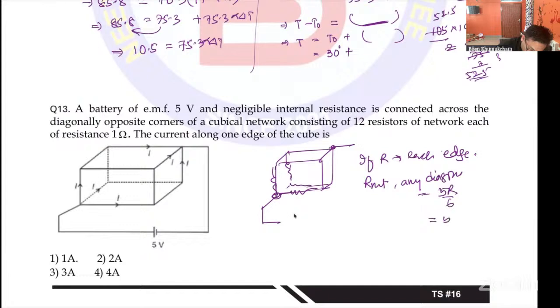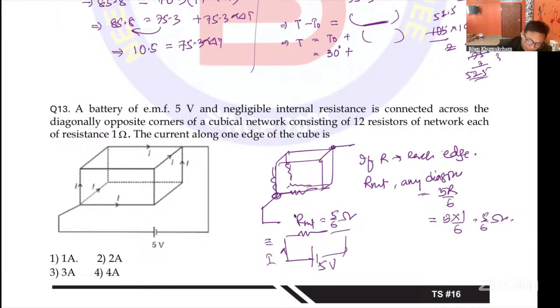In this question, they give R as 1. So the resistance R net across any diagonal is 5 by 6 ohm. Now this whole circuit I can convert like this. R net is nothing but 5 by 6 ohm, and then this 5 volt, and this will be the current I. To find this current I, we can use V divided by R net. V is 5, R net is 5 by 6. So the answer comes out to be 6 ampere.